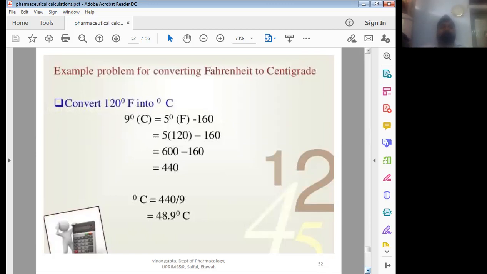This is a live numerical where 120 degrees Fahrenheit is to be converted into Celsius. For converting it into Celsius, you have to use this formula: 9C is equal to 5F minus 160. Here the F value you will keep as 120. So 5 multiplied by 120 minus 160, the value will be 440, divided by 9, which will be equal to 48.9 degrees centigrade. Thank you.